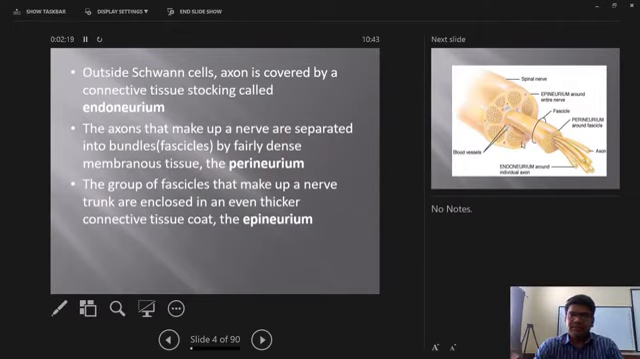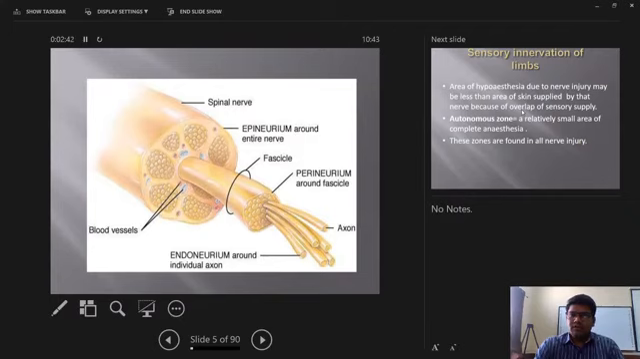You can see here these are the fibers which are surrounded. Each and every fiber has endoneurium. This is a fascicle which has so many. Fascicle is surrounded by perineurium, and all the fascicles are enclosed within a connective tissue covering called the epineurium. Okay.